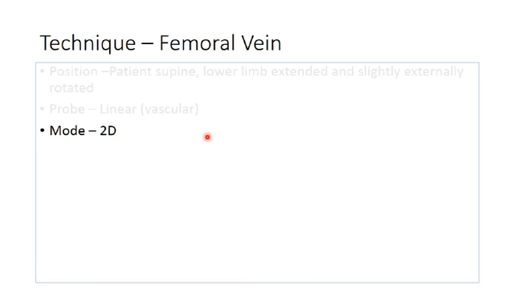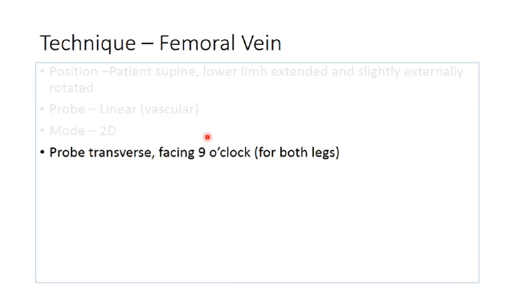You always start with a 2D mode, and you always start with a probe in the transverse orientation with the probe marker facing the 9 o'clock position, and this is for both legs. Whether it's the right leg or the left leg, it's simple. The probe marker always faces the right side, to the 9 o'clock position.